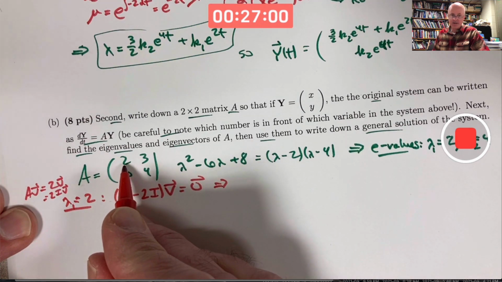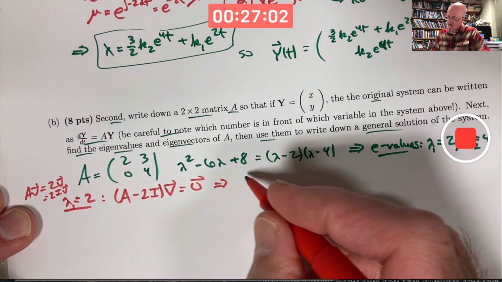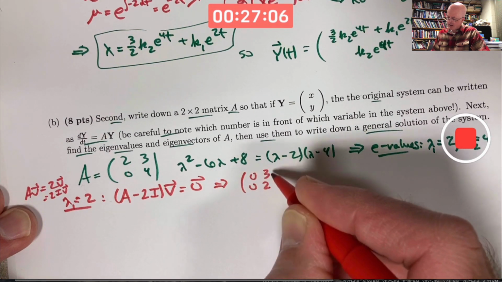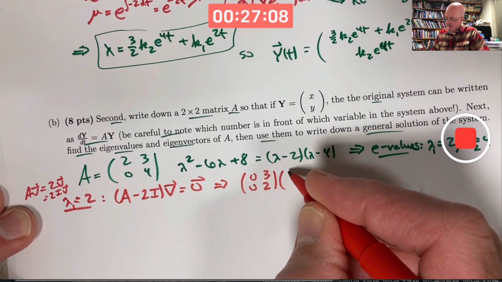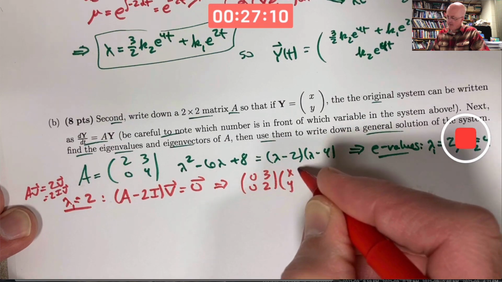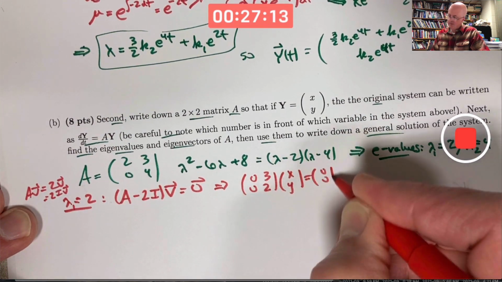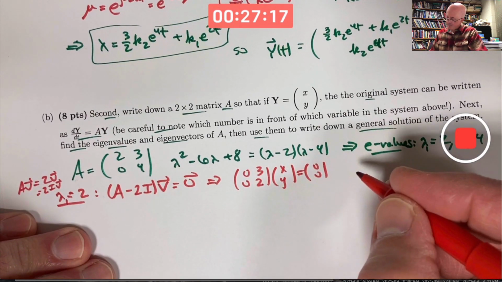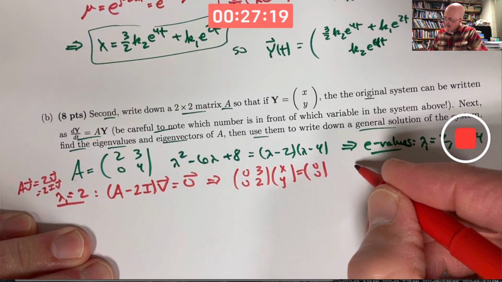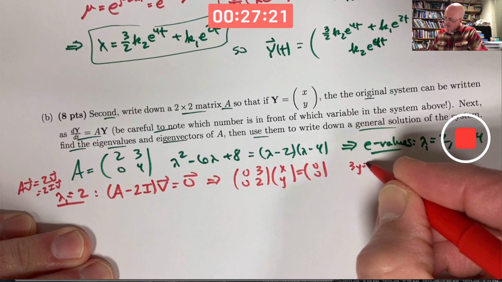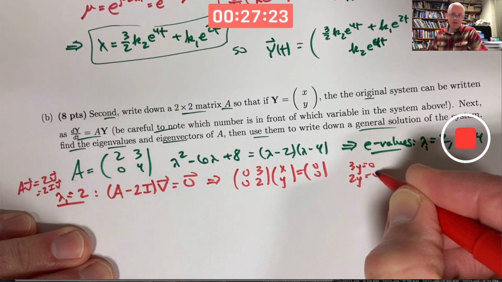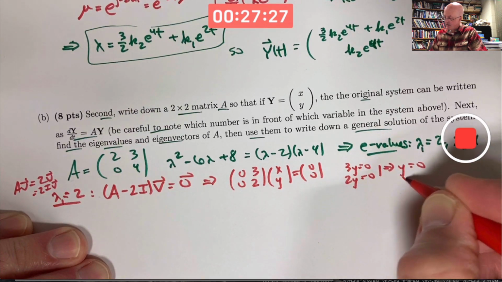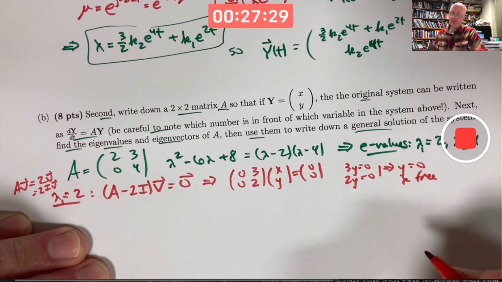Subtract 2 there, you get a 0. Subtract 2 there, you get a 2. It's really [0, 3; 0, 2] times v. Let's label the components of v, x and y, equals 0, 0. As a system of linear equations, it's really 3y equals 0 and 2y equals 0. It's kind of a strange system. In other words, y must be 0 and x is free. X can be anything.